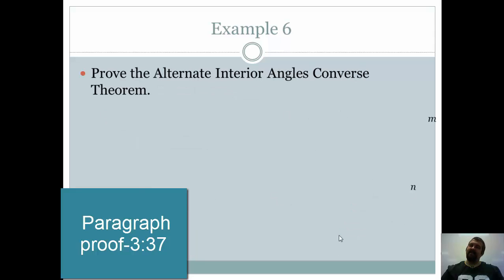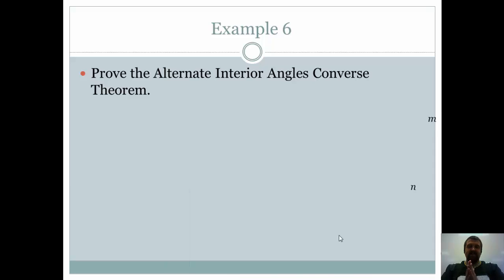Alright, another proof. Prove the alternate interior angles converse theorem. That's all they say. They don't give me any more. So if I'm trying to prove the alternate interior angles converse theorem, they basically give me the setup in the phrasing of the problem. Go ahead, take a quick look at the problem or the theorem again.